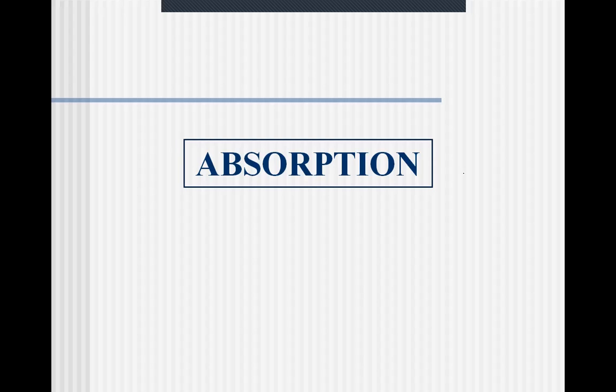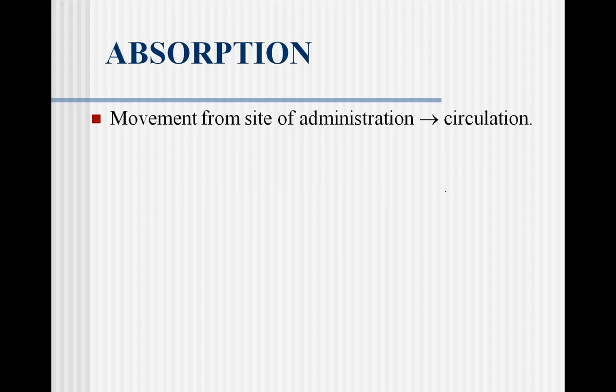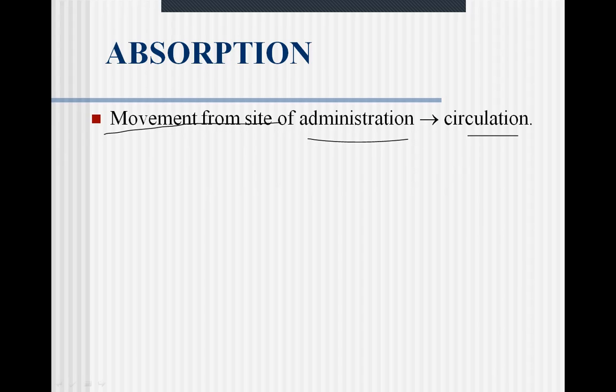So we first start with one of the important parameters of pharmacokinetics, that is absorption. In simple terms, absorption is the movement of a drug from the site of administration to the circulation. That means once it reaches the circulation, absorption is over.